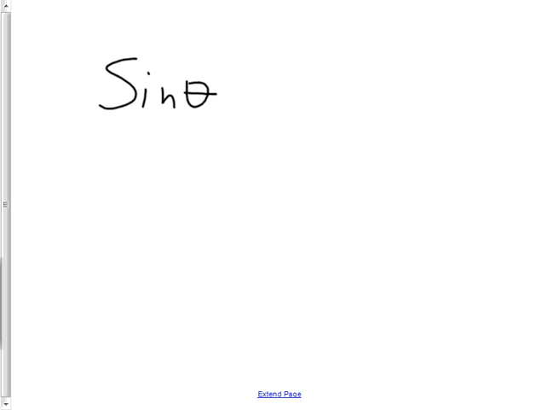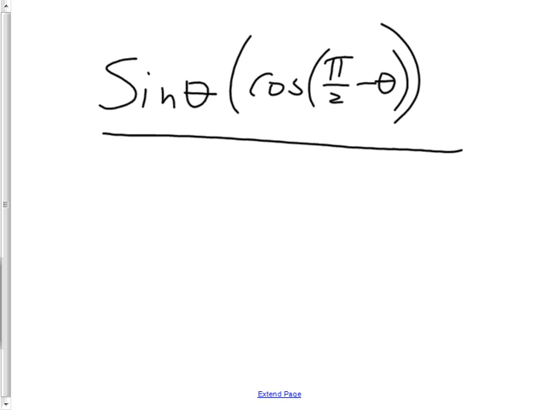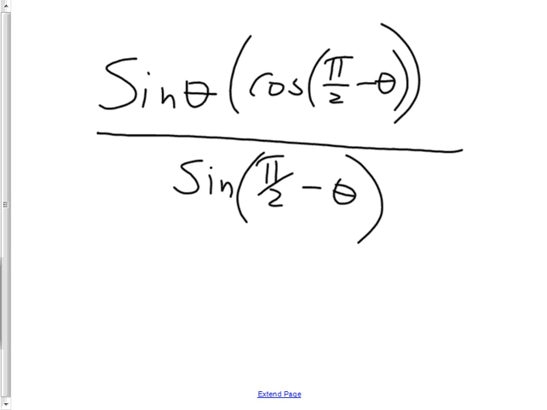Okay, sine of theta is equal. Let me think. I'm going to multiply that by cosine of pi over 2 minus theta, all over sine of pi over 2 minus theta. Whew, intense. There's a typical question that involves cofunctions. So your first job is to figure out, do you recognize any of those, like off the sheet?